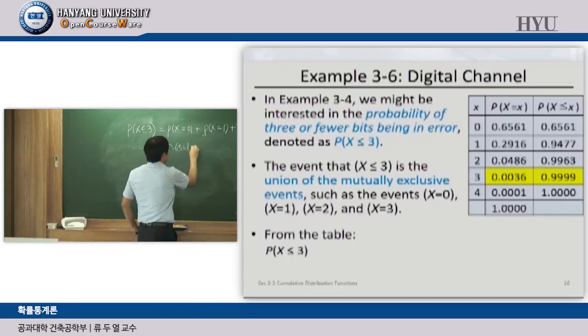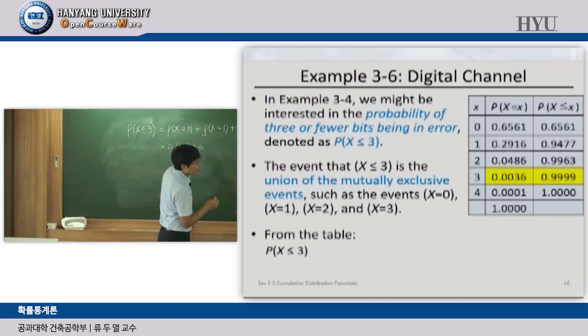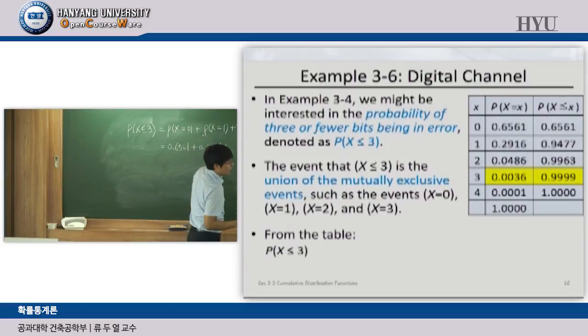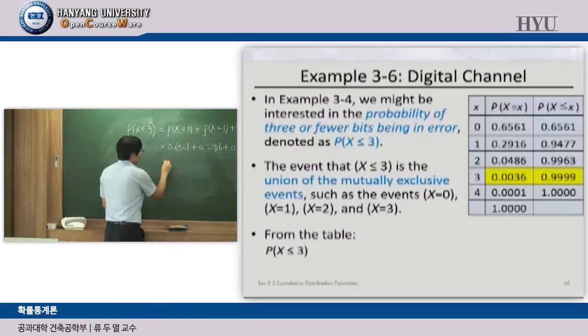So this can be 0.6561 plus 0.2916 plus 0.0486 plus 0.0036, and that will be 0.9999, okay?